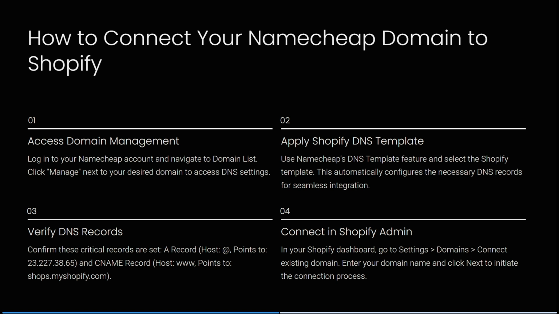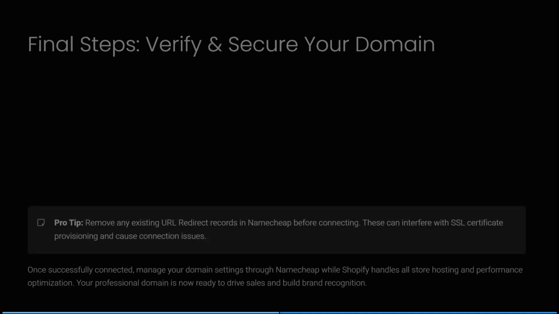Then you need to connect in your Shopify admin panel. So jump into your Shopify dashboard, go to settings, domains, connect existing domain, and enter your domain name and click next to initiate the connection process.